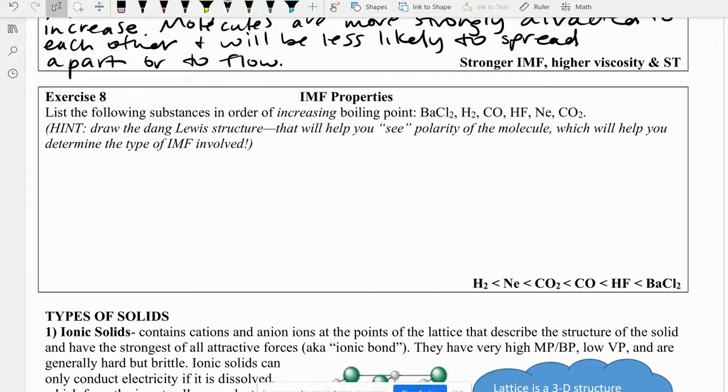And maybe what we could do here is this exercise in class. I think this would actually be a good one to do in class as a quick review for IMFs and predicting the boiling point properties.